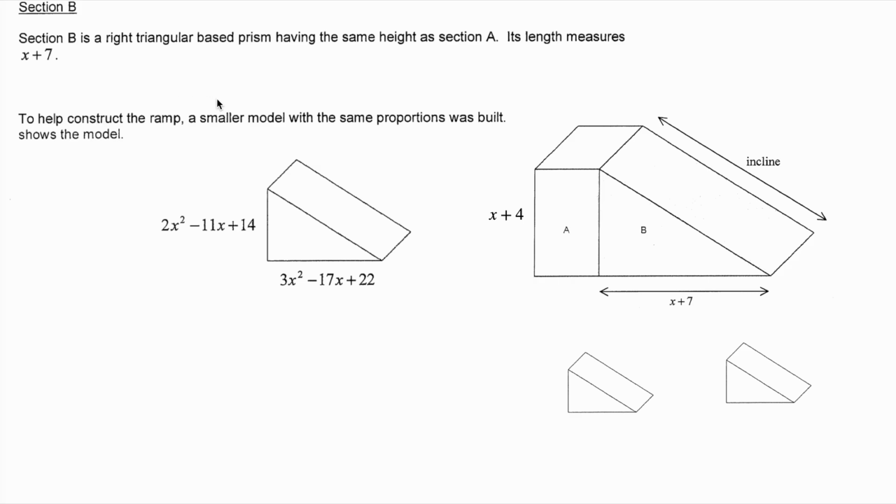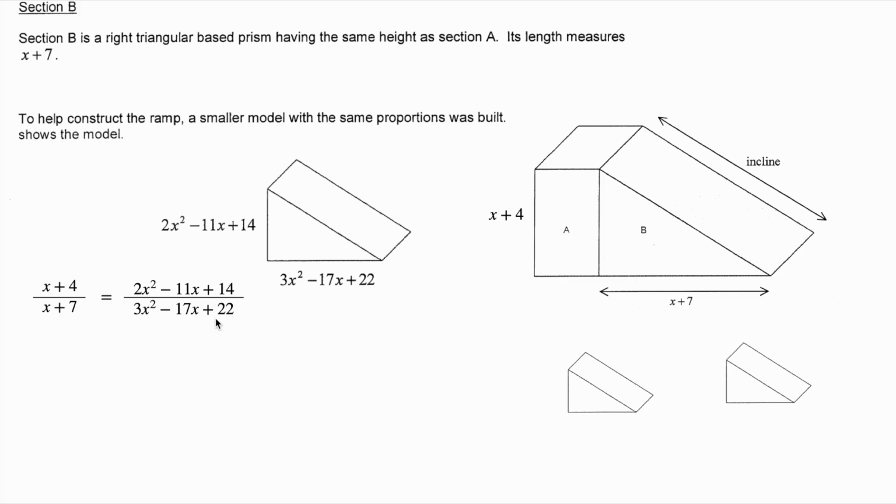To help construct a ramp, a smaller model with the same proportions was built. Proportions is the key here: the height compared to the base. I'm going to do a proportion of height to base. X plus 4 to x plus 7 is the same as 2x squared minus 11x plus 14, this height compared to that base. Height to base is height to base, like that.